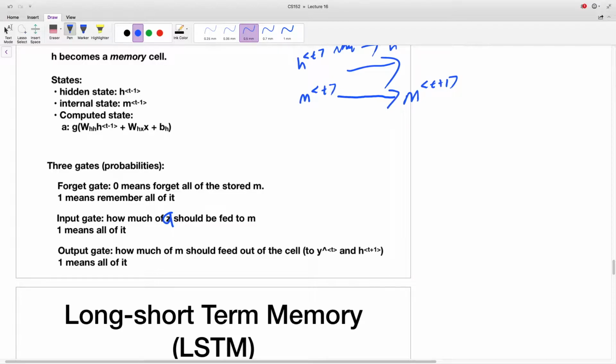And then finally, how much of M will the output depend on? So if we look at y hat, how much of M gets fed into y hat? We will look at the equations in just a moment. But we've got a memory. We can write into it.